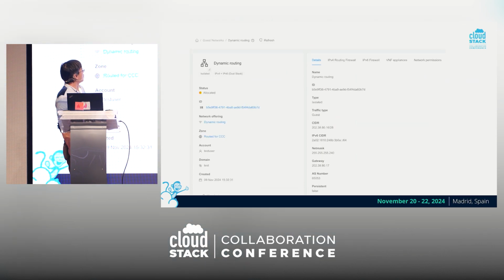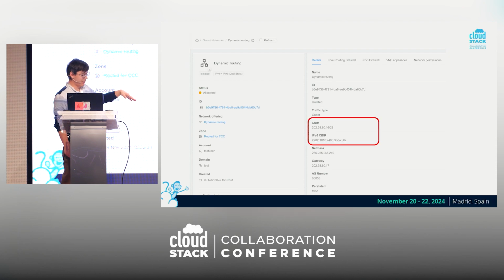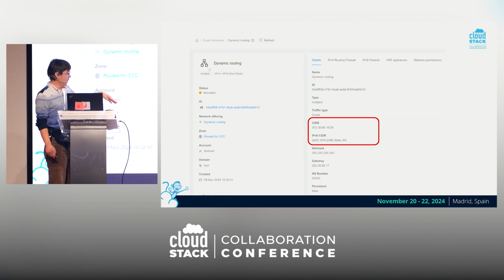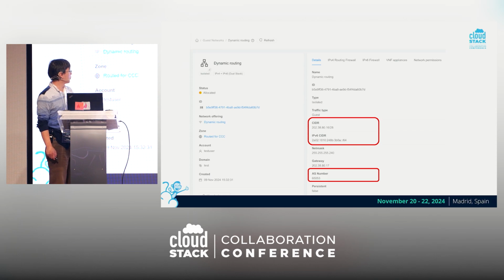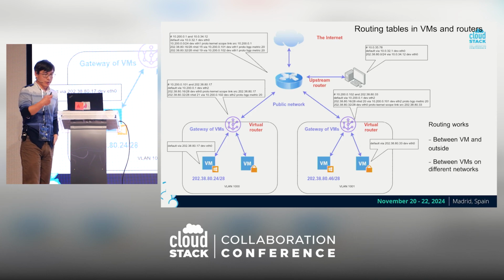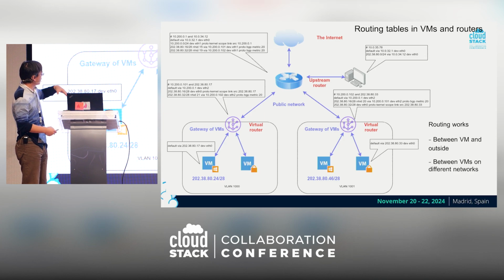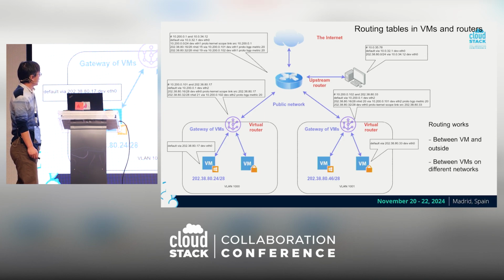Okay, this is an example of a dynamic routing network. The IPv4 subnet and the IPv6 subnet are allocated. We also have the AS number, which is also automatically allocated to this network. Now when we create some VMs and we look at the route table in the VM and the VR, we can see there are two routing networks.